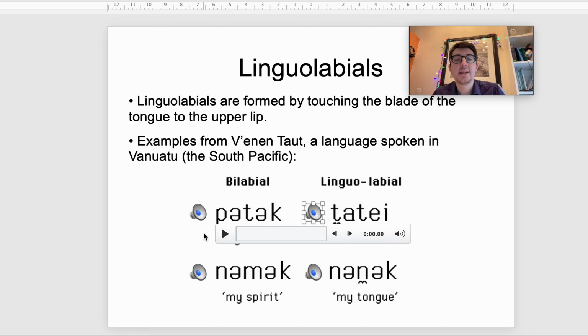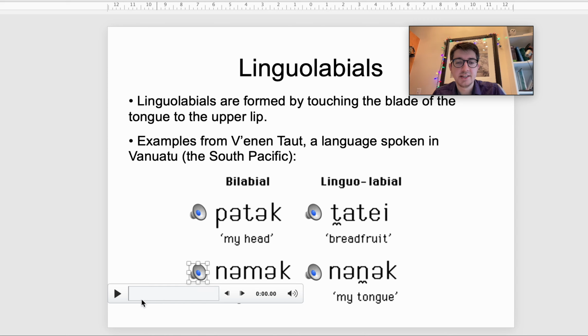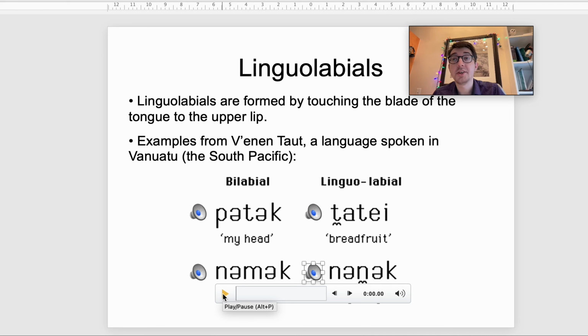Patuk. And the linguolabial would be tate. Numuk. And this one, if you think about it a little bit, nanak. So you just need your blade to touch your upper lip and open or lower your velum in order for the air to go through to make a nasal.